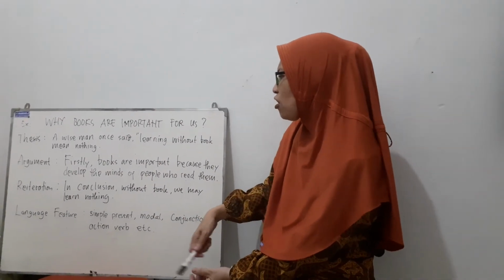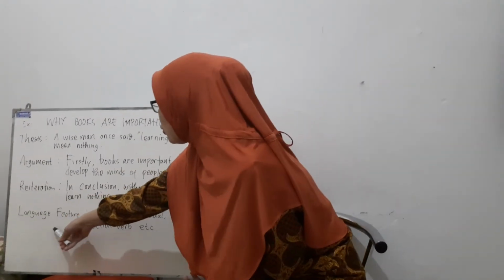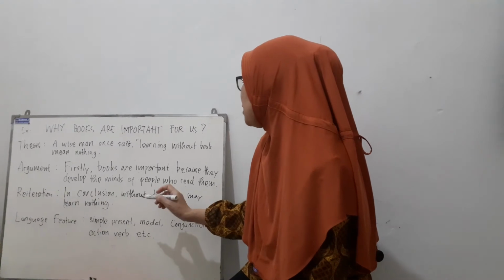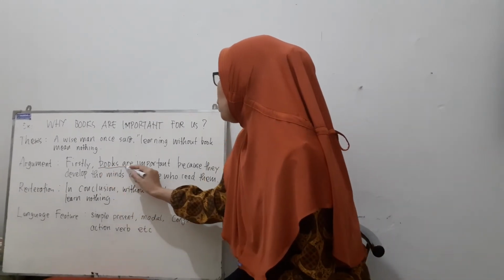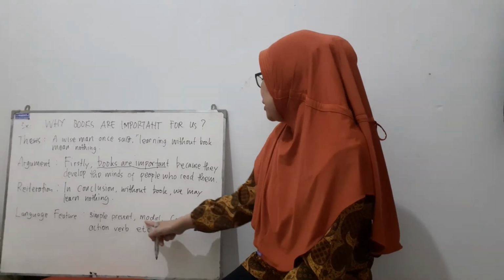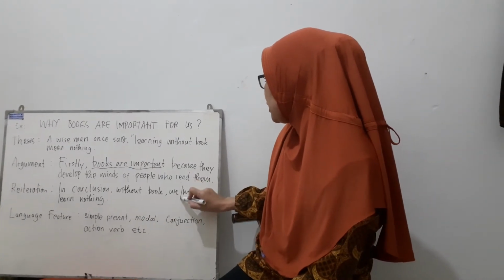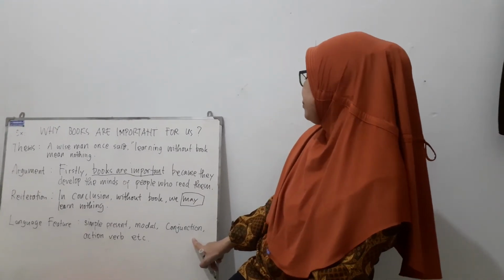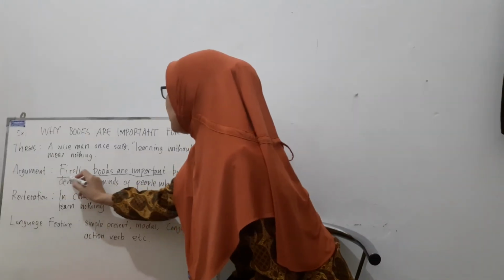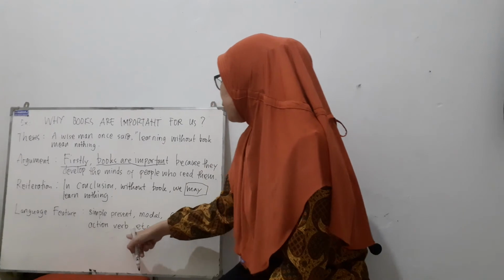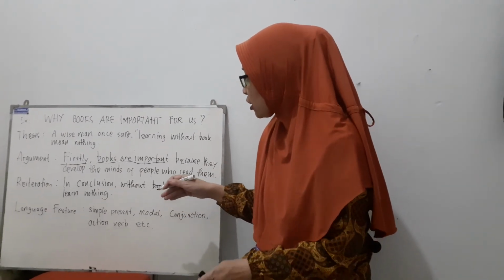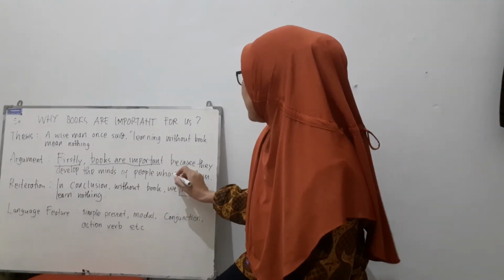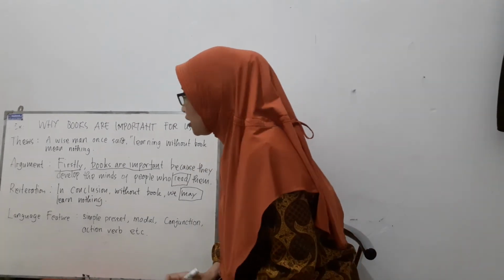And then let's have a look at the language use. The language use in this example, for example, simple present tense. Which one is simple present tense? Yeah, this one. Books are important. And then use modal. Which one is modal? Yes, this one. May. And then use conjunction. Which one is conjunction? Yeah, this one. Firstly. And then action verb, a verb where the subject must do something. Read, for example, read is a kind of action verb.